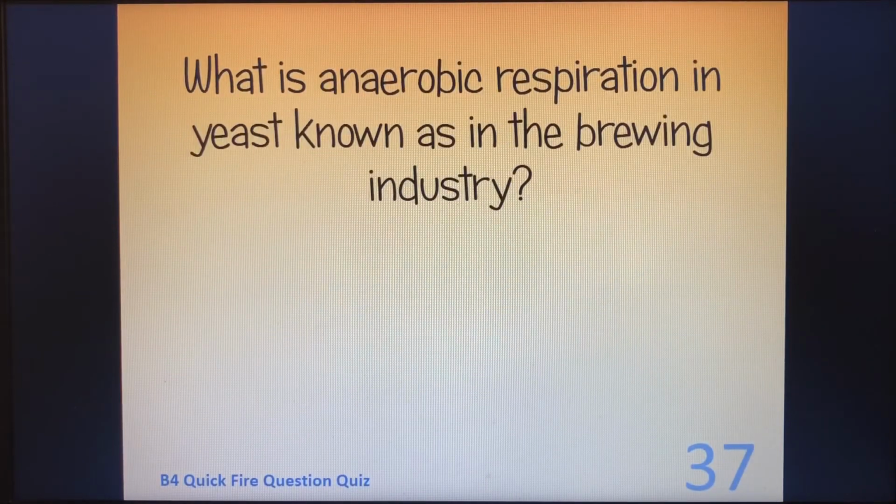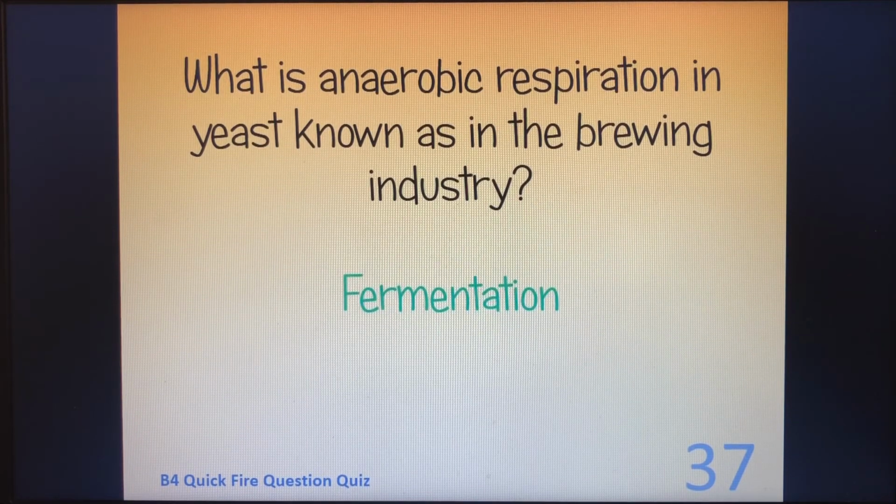Question 37. What is anaerobic respiration in yeast known as in the brewing industry? What is anaerobic respiration in yeast known as in the brewing industry? 1-word answer. And the answer is fermentation. It's called fermentation.